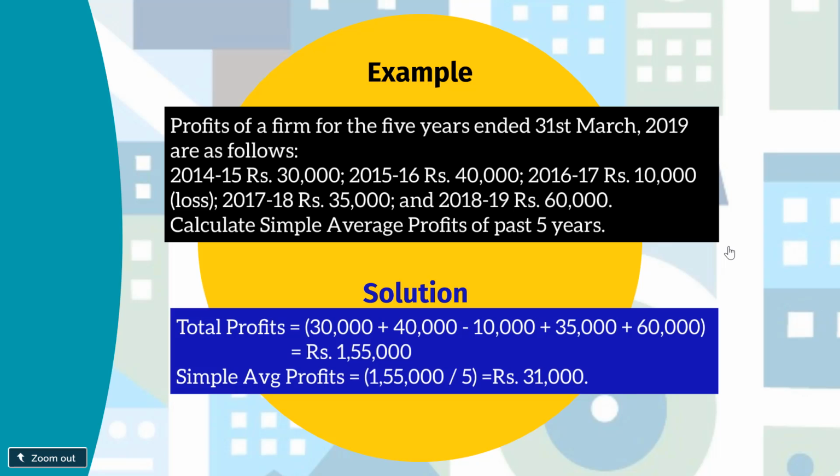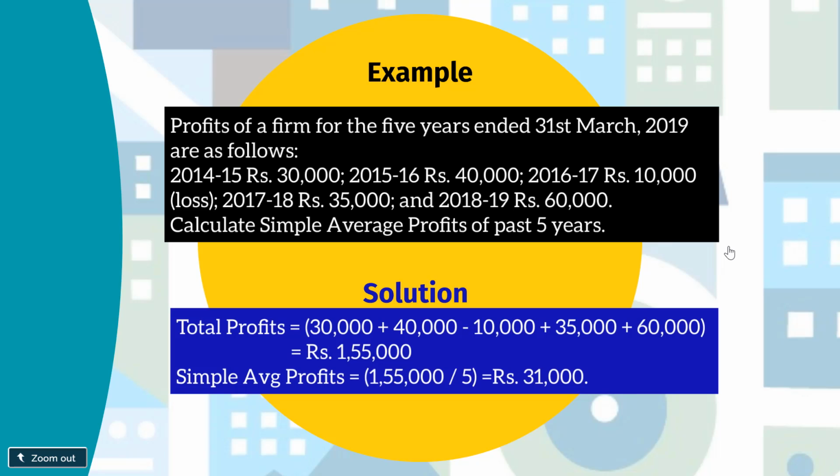Profits of a firm for the 5 years ended 31st March 2019 are as follows. In 2014-15, the firm earned a profit of 30,000. In 2015-16, a profit of 40,000. In 2016-17, there was a loss of rupees 10,000. In 2017-18, a profit of rupees 35,000. And in 2018-19, a profit of rupees 60,000.